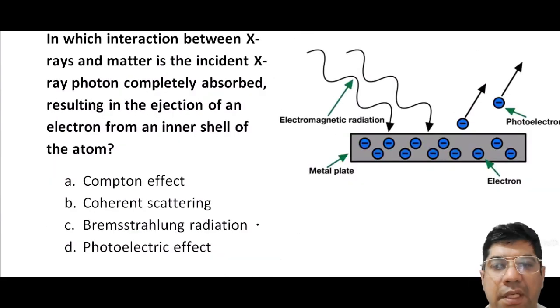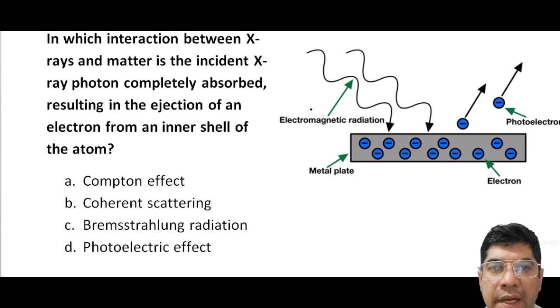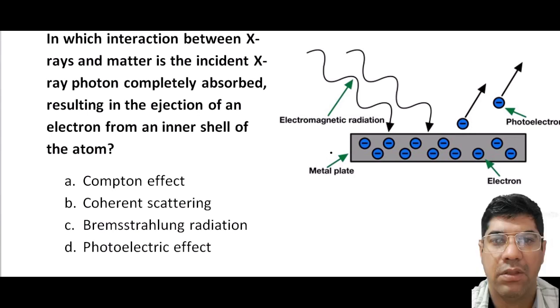Moving to the next question: in which interaction between X-ray and matter is the incident X-ray photon completely absorbed, resulting in ejection of an electron from the inner shell of the atom? So it's the photoelectric effect.